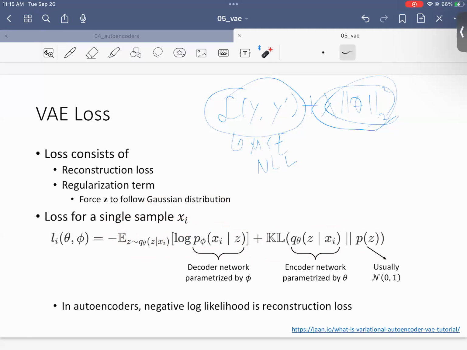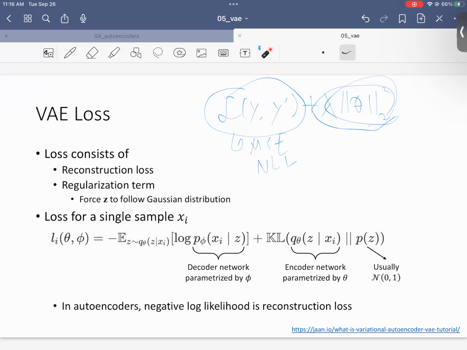As I said, we want our latent space to follow a certain distribution, so we use KL divergence. So very, very simple. You just add one more term to your original autoencoder, and that's it. That's the whole gist of VAE.